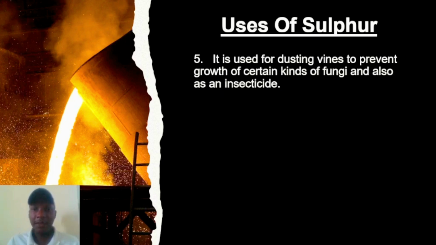The other use: sulfur is used for dusting vines to prevent the growth of certain kinds of fungi and also as an insecticide. So you can use sulfur as a fungicide and also as an insecticide, in that it is used to prevent the growth of fungi or kill them, and also to kill various insects.